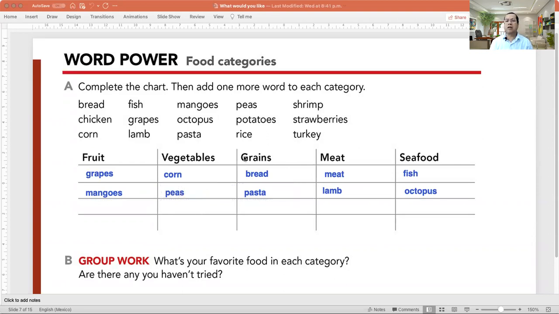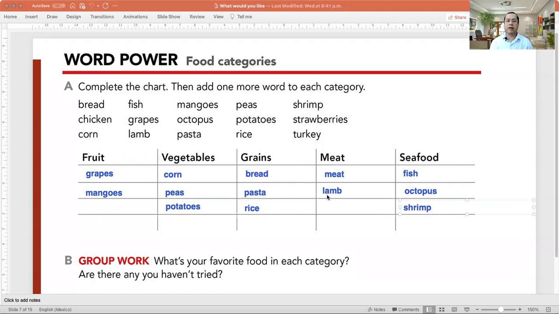Next one is potatoes. Potatoes is another kind of vegetable, right? So that's potatoes. Good. Next one is rice. And rice is a kind of grain. So that goes in there. Next one is shrimp. Shrimp comes from the sea or from the ocean. So that goes in here.